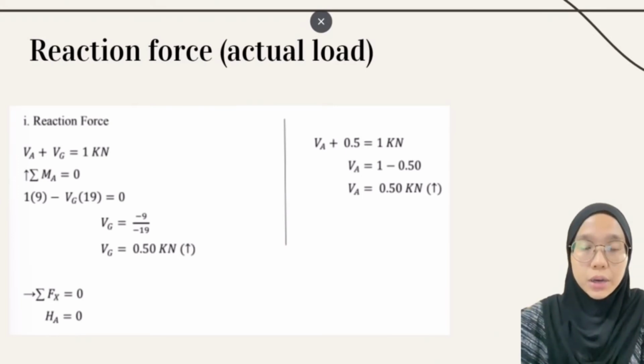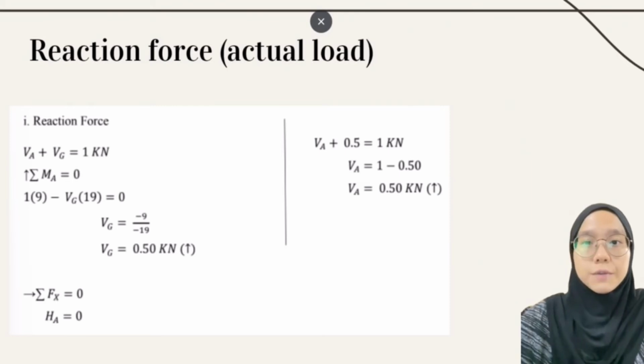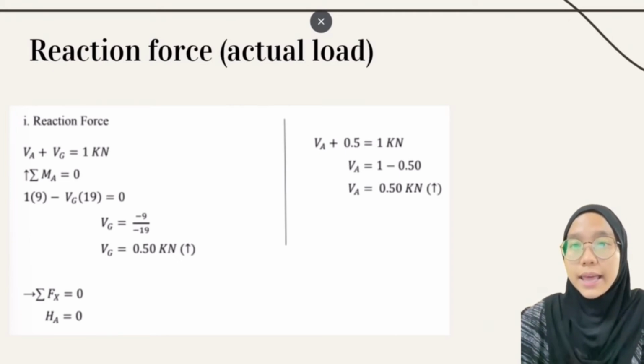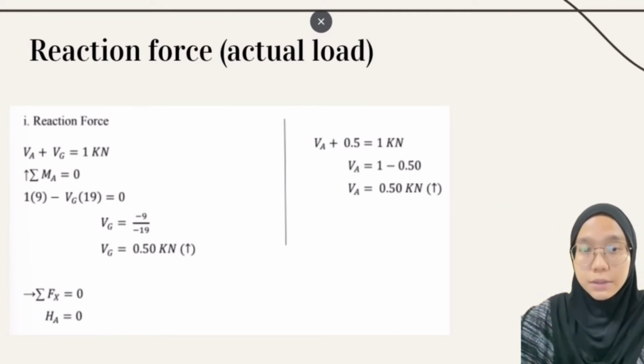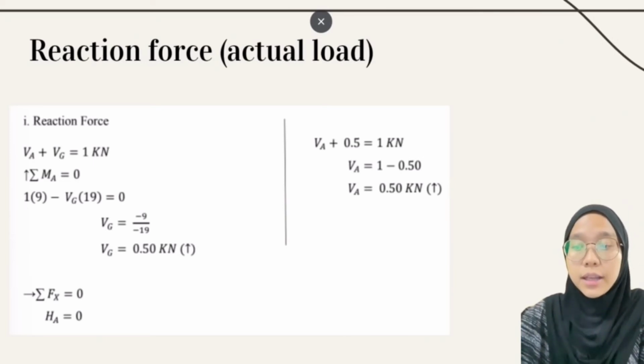First, we do our reaction force for the actual load to find VG, which is 0.50 kilonewton, and we have to find VA, which is 0.50 kilonewton, and our HA is 0. That is for our reaction force. We have to find that.